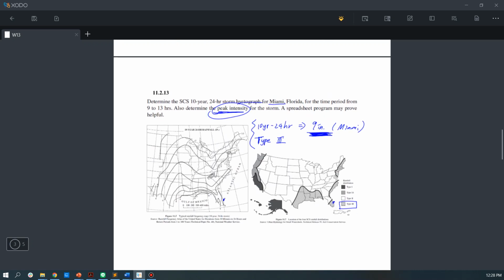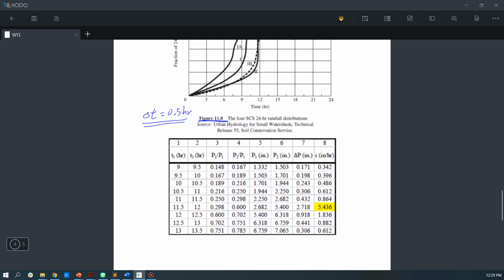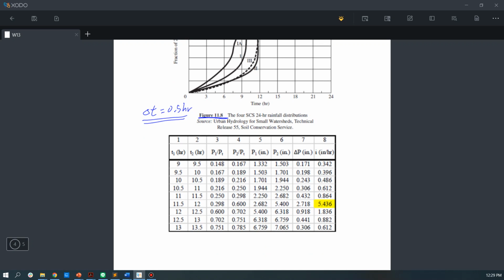And let's look at the problem again. So the problem only tells us to calculate between 9 to 13 hours. So let's write down the solution in this table. We first use the half hour interval to discretize the time step between 9 and 13. And we want to calculate the difference, so we have a second column showing a shift of 30 minutes, which is 0.5 hours.